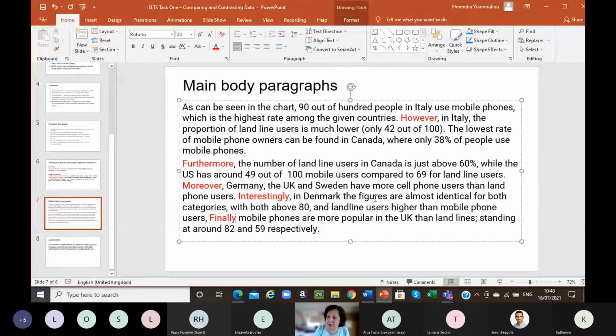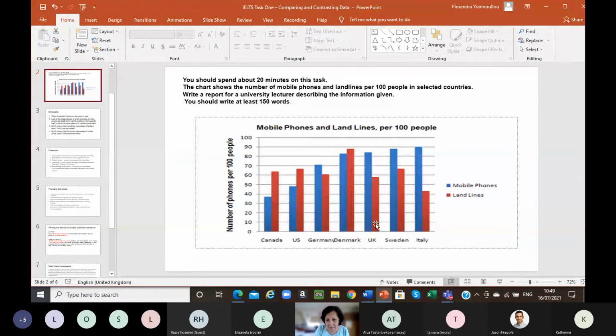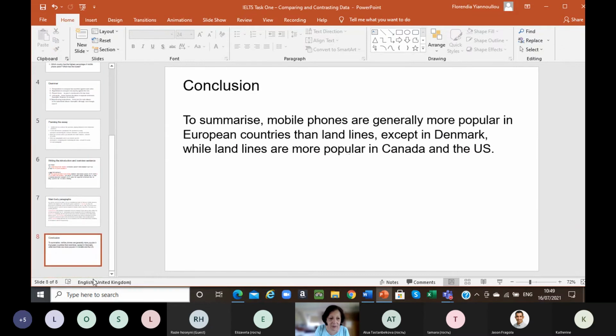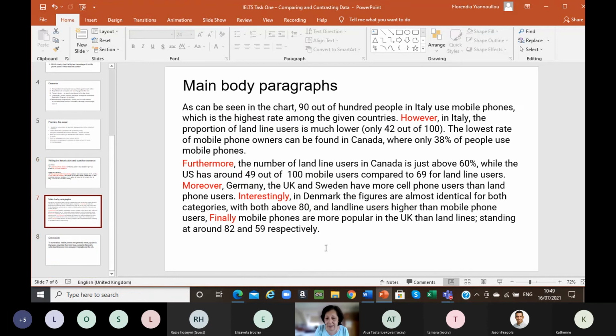Interestingly, in Denmark, the figures are almost identical. I think it's the only country that has almost identical figures. There we are, yeah. The rest of them have slight differences. I suppose Germany a bit, but most of them have bigger differences. Denmark is the one that has the least differences. So you highlight that in your essay there.